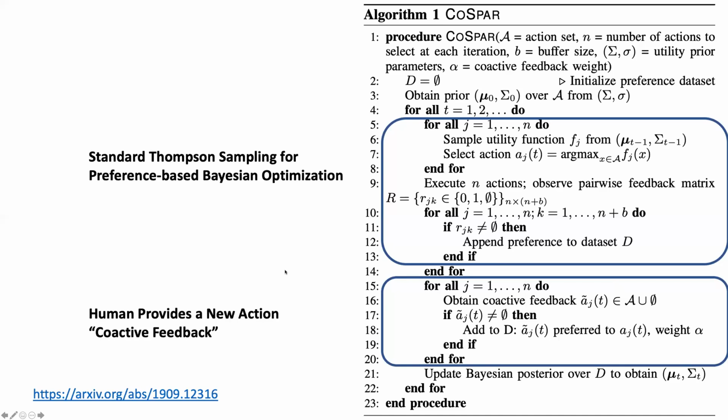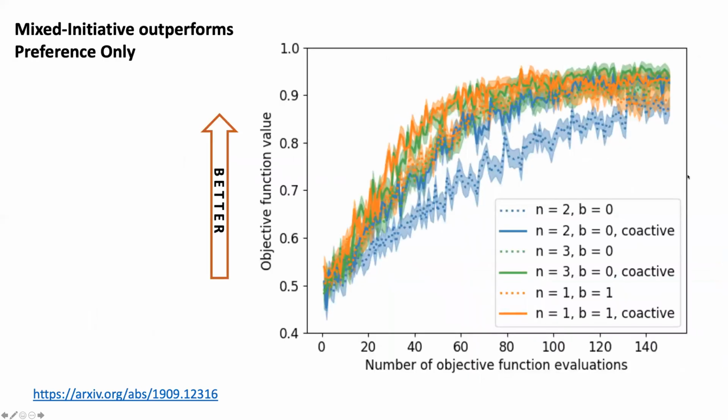You can see that having this mixed initiative coactive feedback outperforms preference-based only. These are different configurations of the algorithm. The blue solid line is mixed initiative. The dotted line is only preference based, so only system-driven elicitation of feedback. In scenarios where you're optimizing for humans, and the human has intuition about what are good points in this action space, having the human provide those along the way of optimization gives you better performance. That's the basic idea.